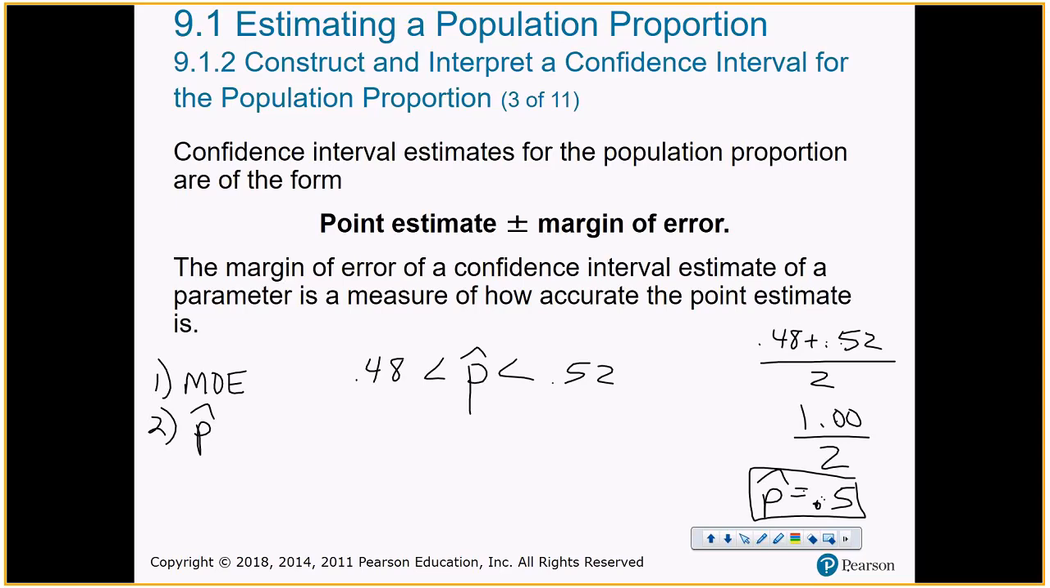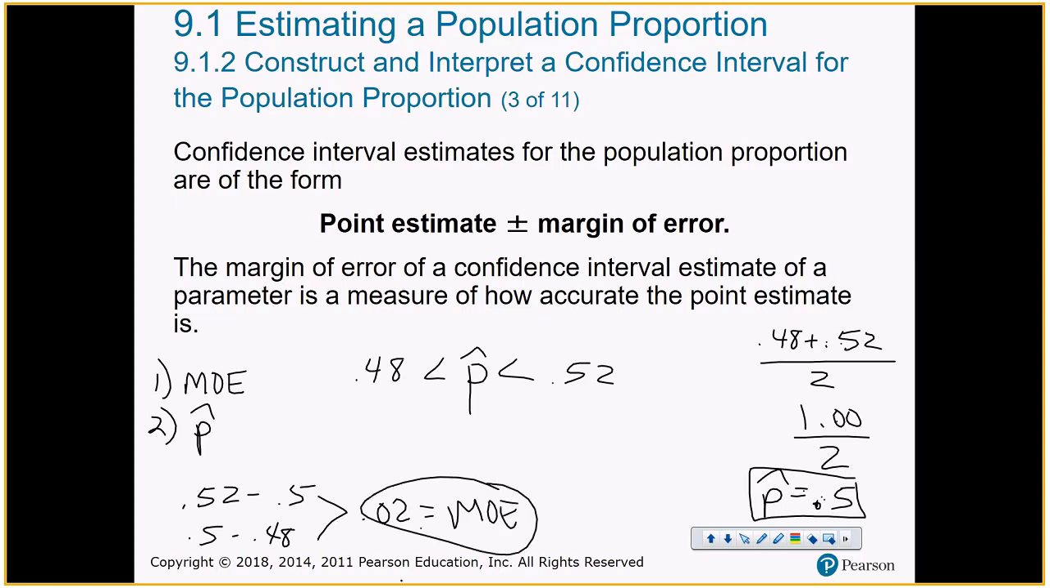Now, once you've found 0.5 is p-hat, which is your midpoint, you say, well, how much is the difference between 0.5 and 0.52? Or 48 cents and 50 cents? What's the difference? 2 cents. If you take 0.52 minus 0.5 or 0.5 minus 0.48, you're both going to get 0.02, which is equal to the margin of error. So that's how you find the margin of error and the p-hat when you're just given the confidence interval.